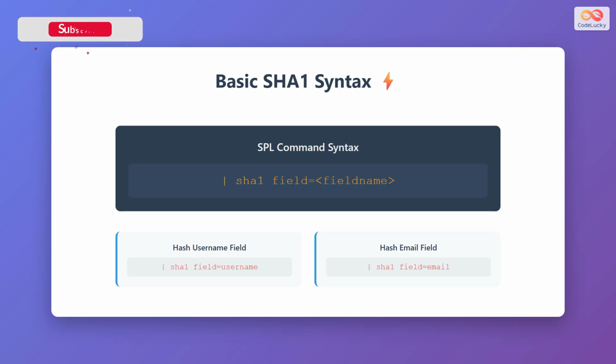The basic syntax for the SHA1 command in Splunk SPL is pipe SHA1 field equals field name. This simple structure allows you to specify which field you want to hash. For practical examples, you can use pipe SHA1 field equals username to hash a username field, or pipe SHA1 field equals email to hash an email field. The command takes the specified field's value and generates its corresponding SHA1 hash, which can then be used for anonymization or verification purposes.